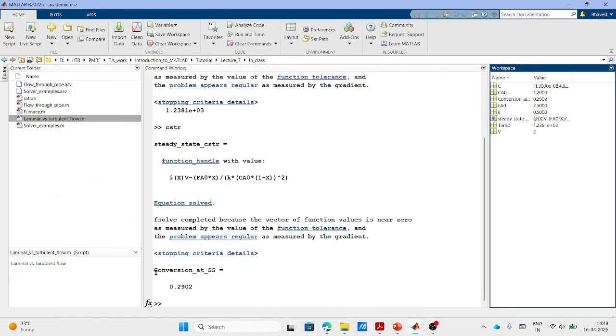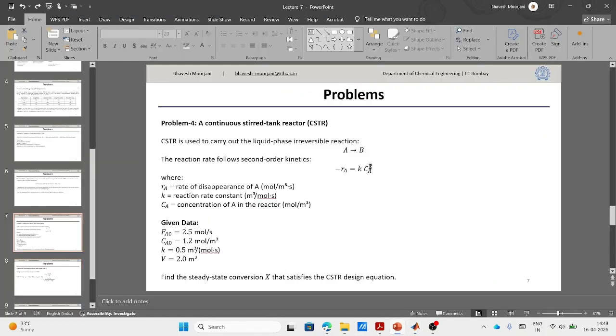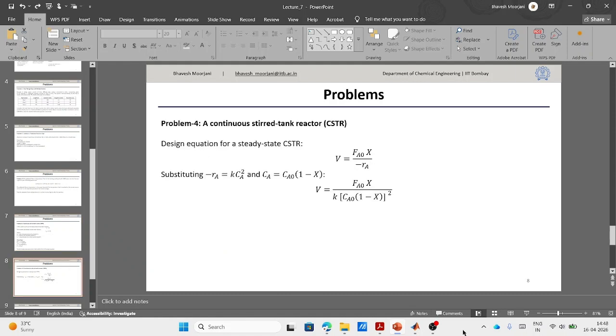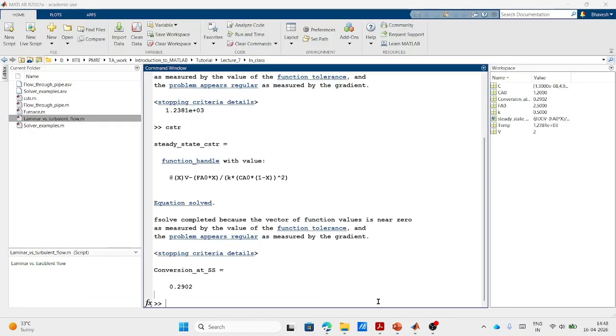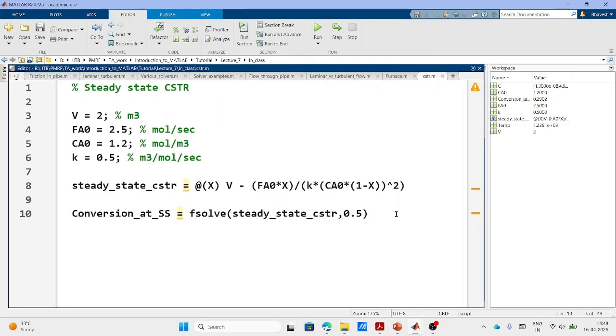Right? So we are getting the steady state conversion as 0.2902. So that is what has been asked of us: we were provided the CSTR data and we had to find the conversion at steady state based on this data. So that's what we did. Now, this is just a simple part. If you want, you can do sensitivity analysis, etc.